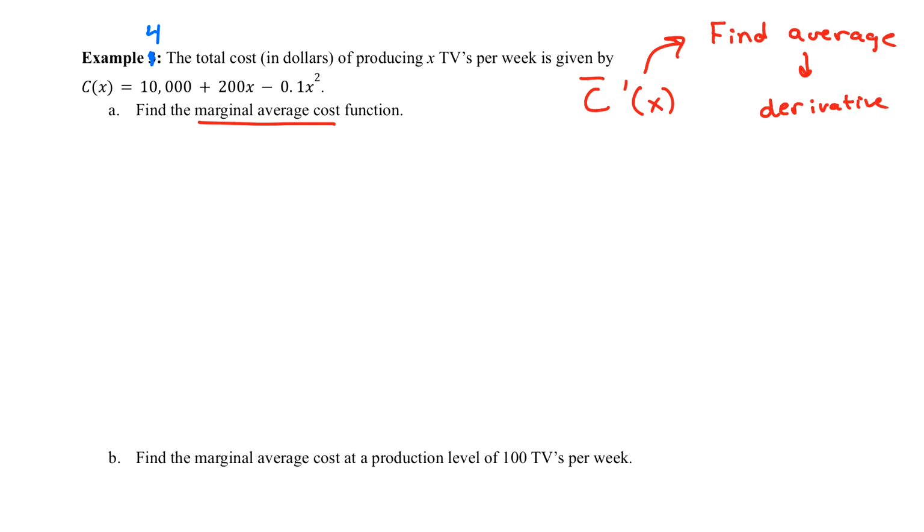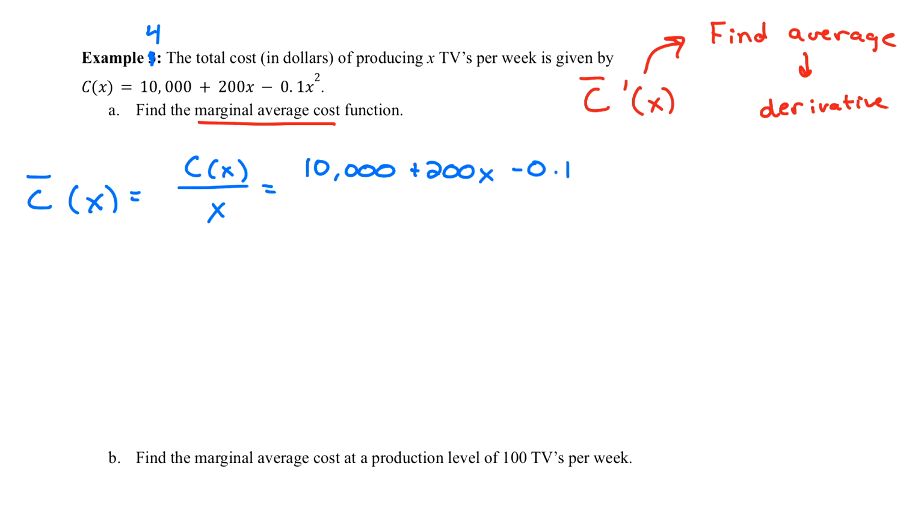So the first thing I need to do is find the average cost function. What is C bar of X? For all problems, the average cost function is the total cost, C of X, divided by X. So my total cost, that's 10,000 plus 200X minus 0.1 X squared, and I'm going to divide that whole thing by X.